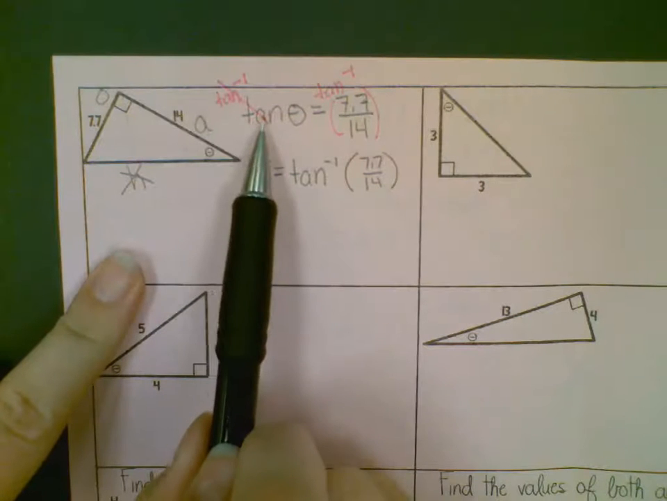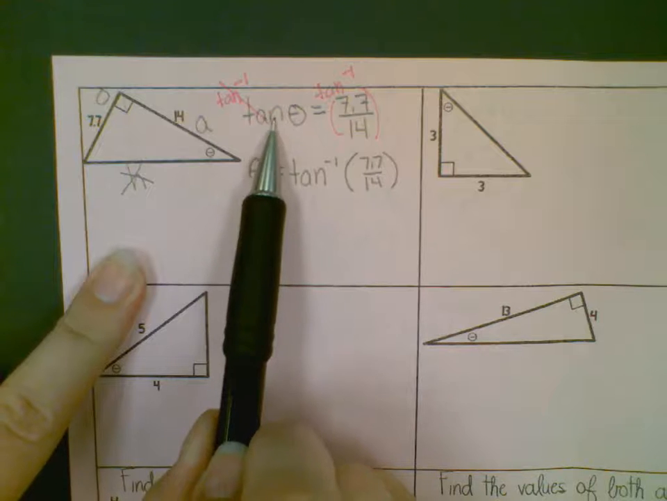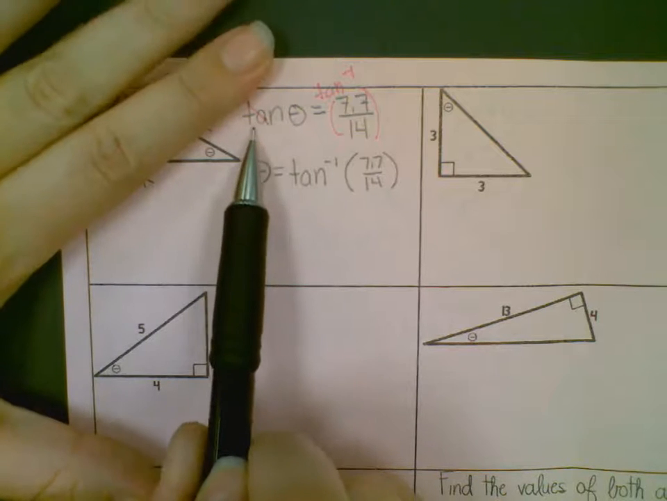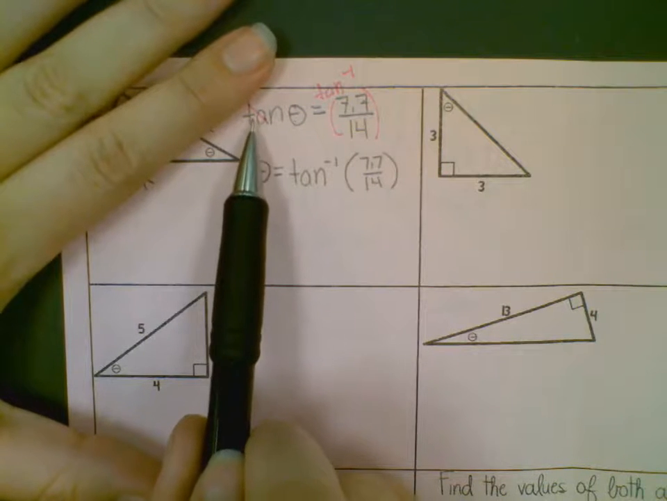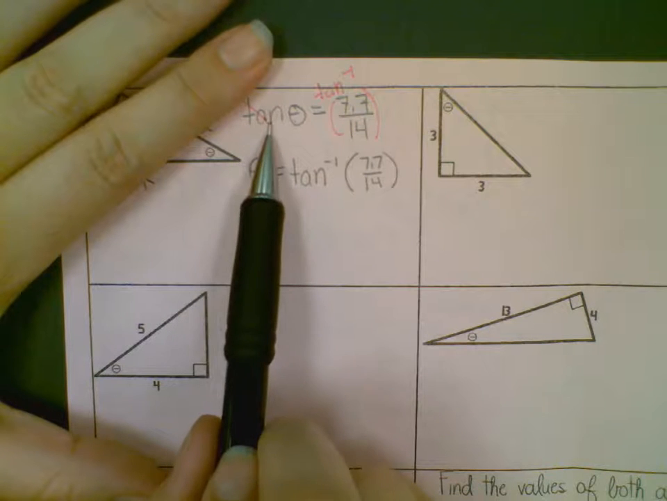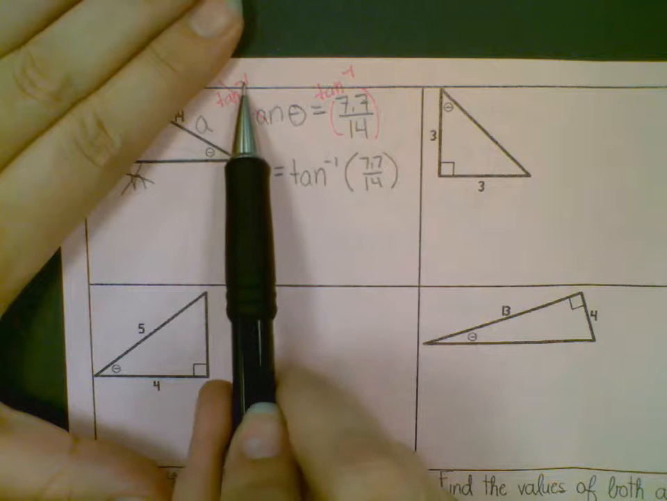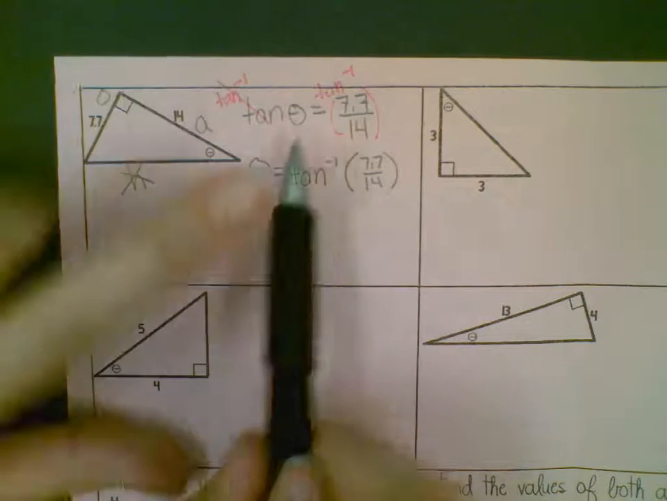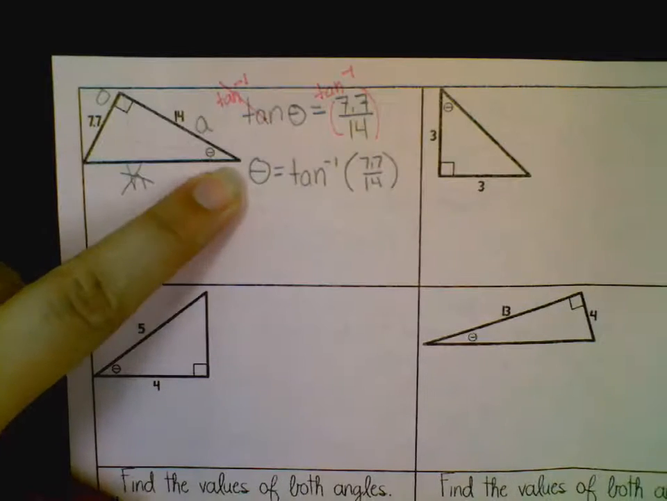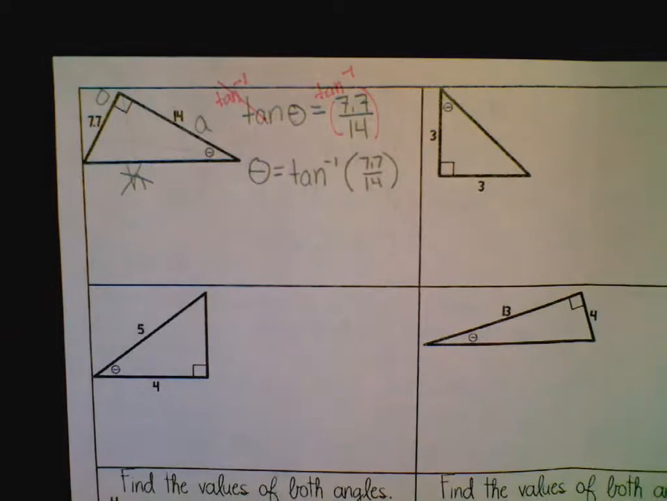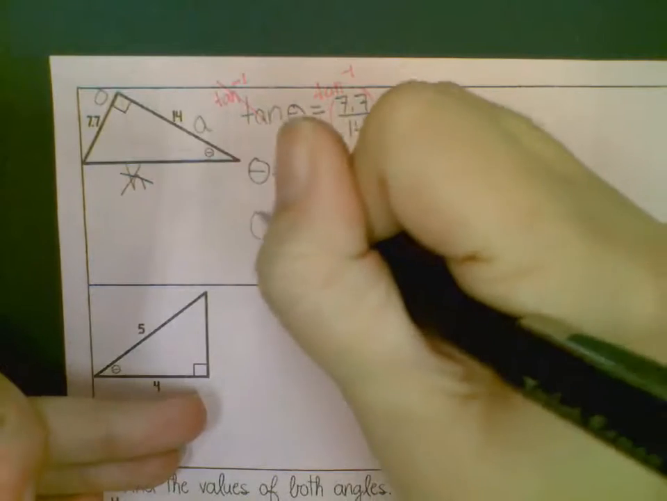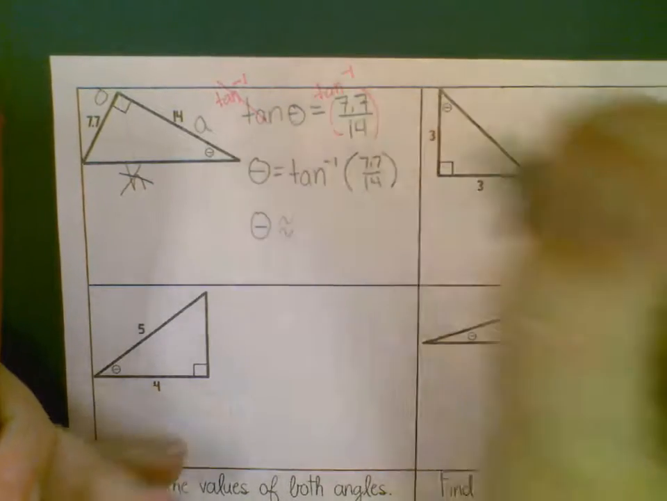Okay, so to recap, to get the tangent gone, we have to do the inverse, just like you would if it was +2 or -5. So the inverse of tangent is tangent inverse, which is written as tangent to the -1. We do that to both sides, and now we have theta by itself. So from there, all we have to do is type it in our calculator, and it will give us an approximate value for our angle theta.